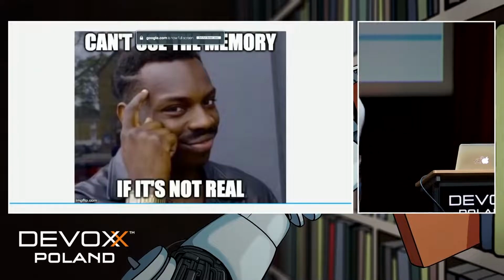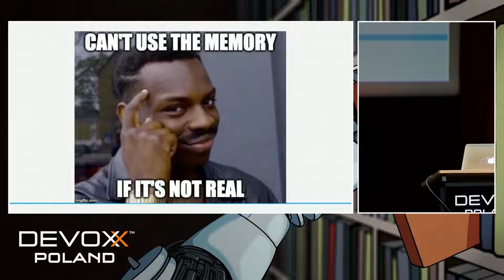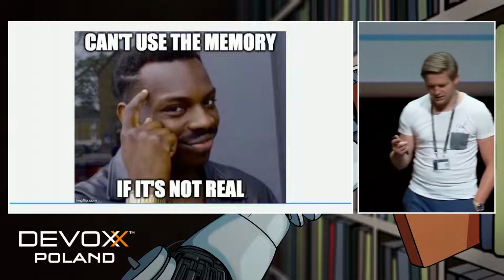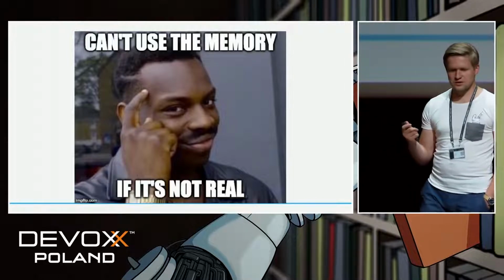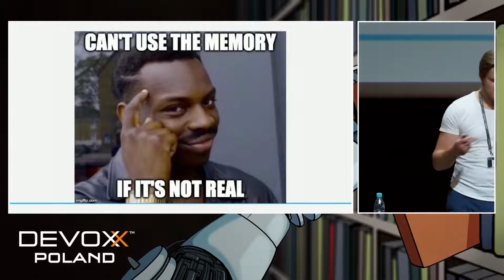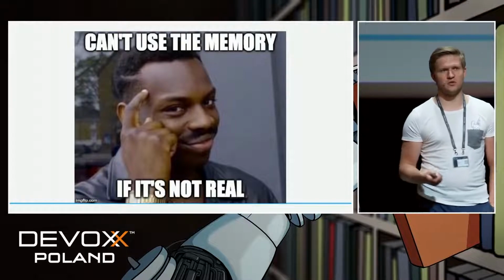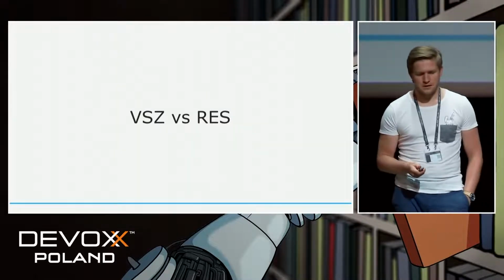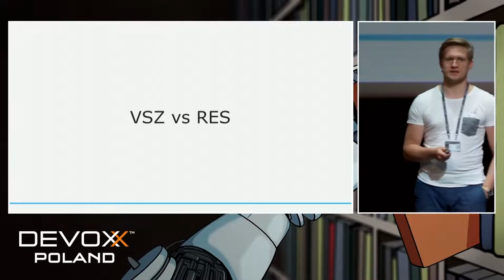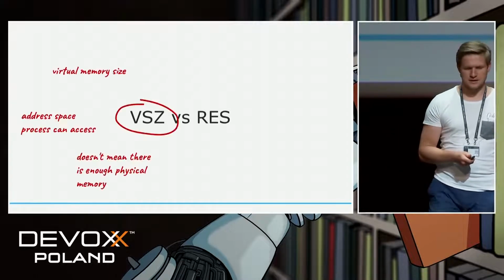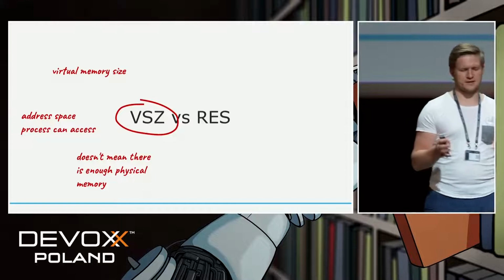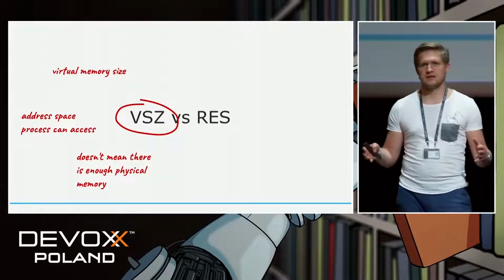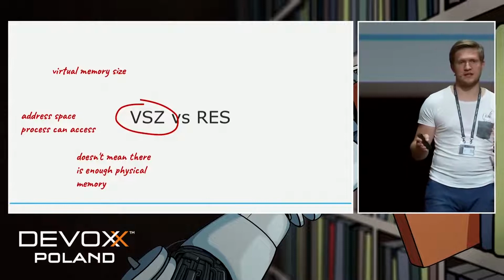Well, you can't use all the memory if it's not real. So let's think about it. If it's not real, we cannot use it, or we cannot overflow it. What does it mean? There are actually two ways to measure the amount of memory that the process is using. We've got virtual size and the resident size. The virtual size is virtual memory size. It does not exist. It's just an address space that my thread can access, that my process can access.